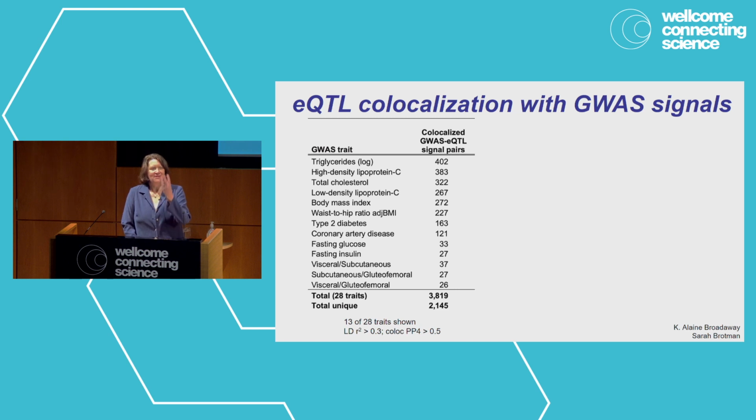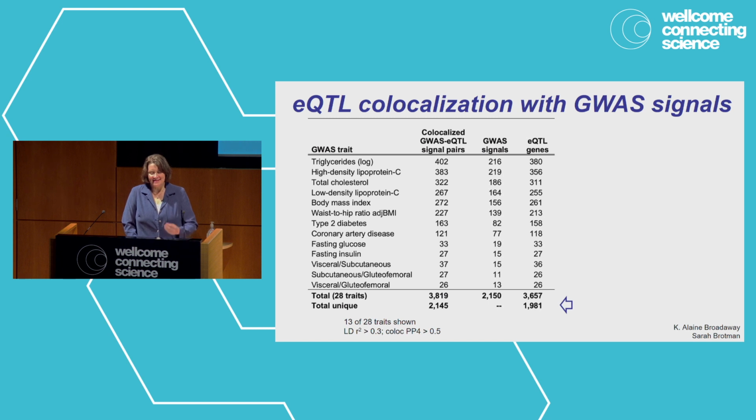So the GWAS signal and the eQTL signal have a shared pattern of association. You can see that there are hundreds present for some of these traits for which there are hundreds or thousands of signals identified in GWAS. These are associations between the variants with a GWAS trait and with an eQTL. Sometimes a GWAS signal is associated with more than one gene. Right? These are regulatory elements that are maybe having an effect on two or more nearby genes, so the number of genes can be higher than the number of signals.